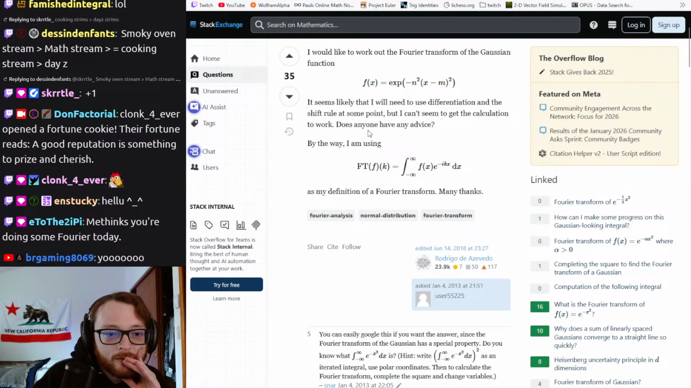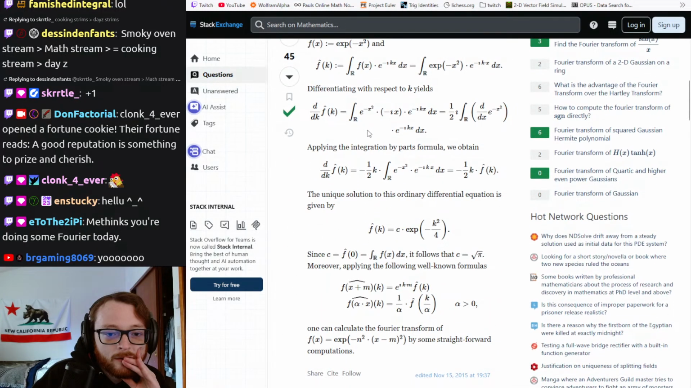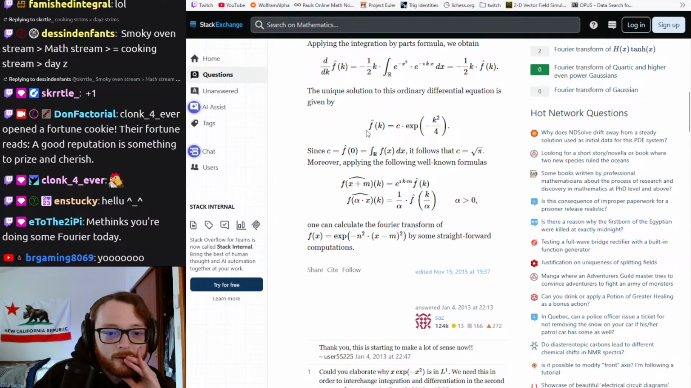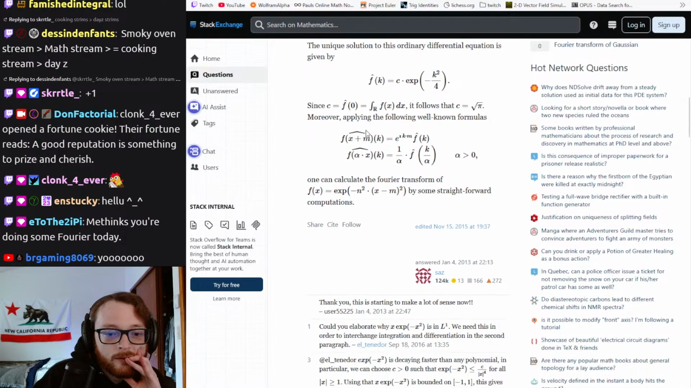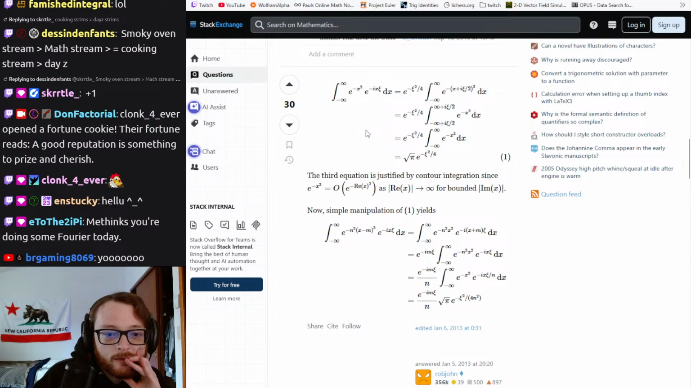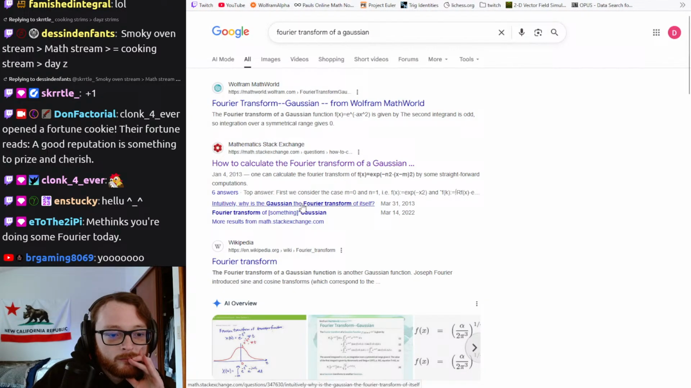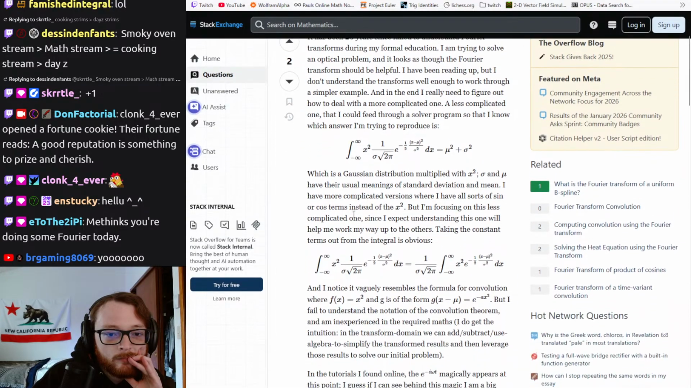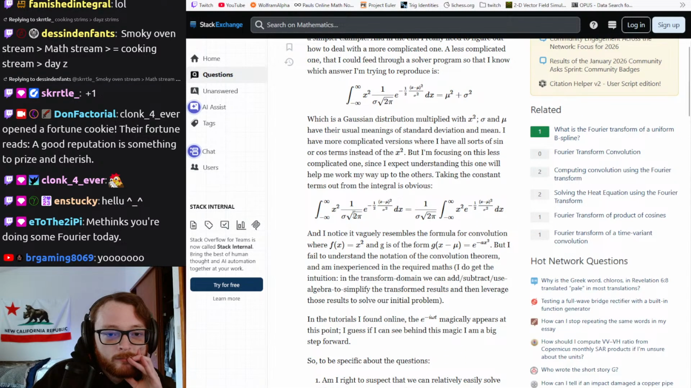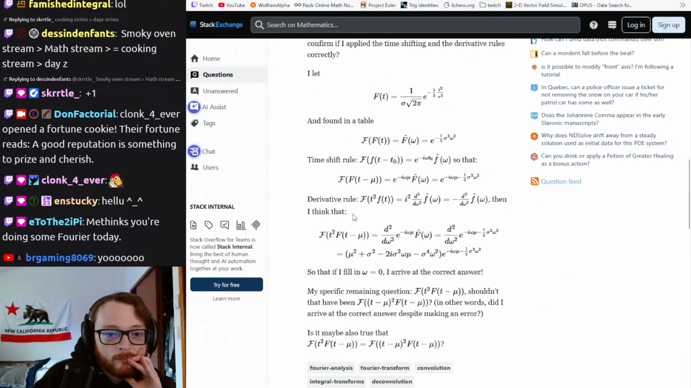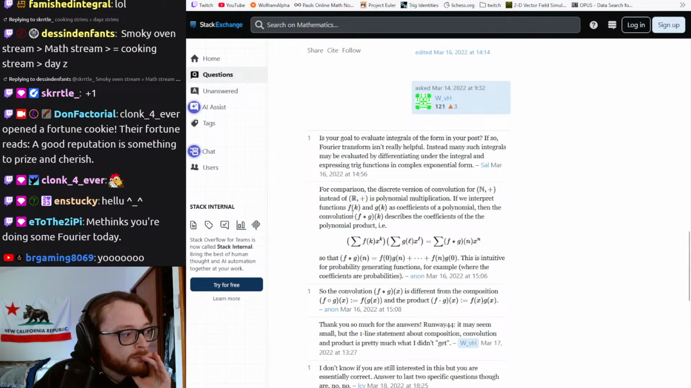Wait. Integration by parts. Really? Hmm.